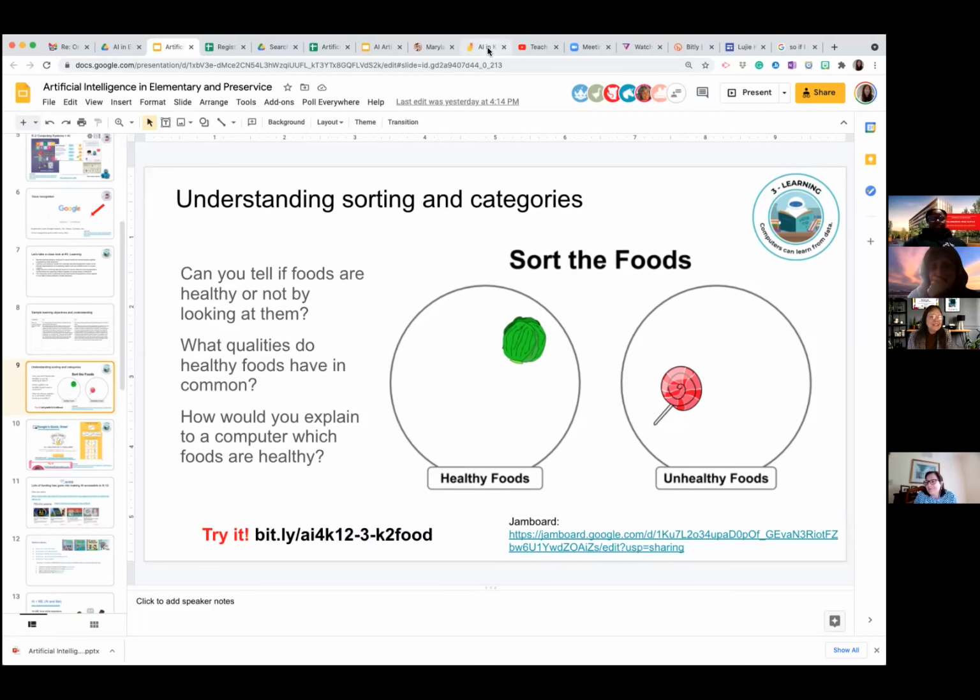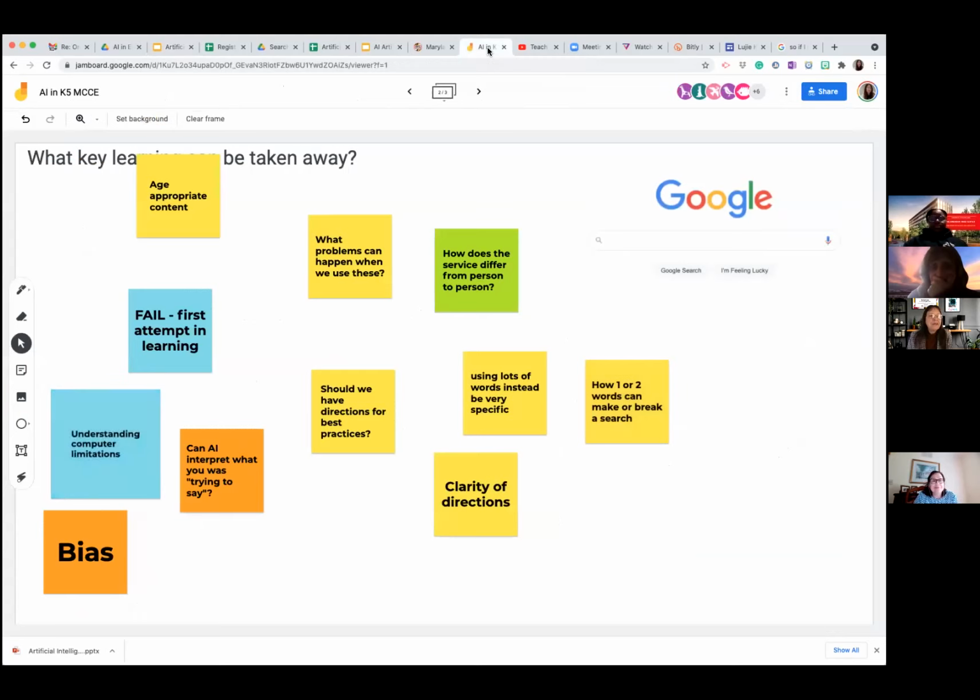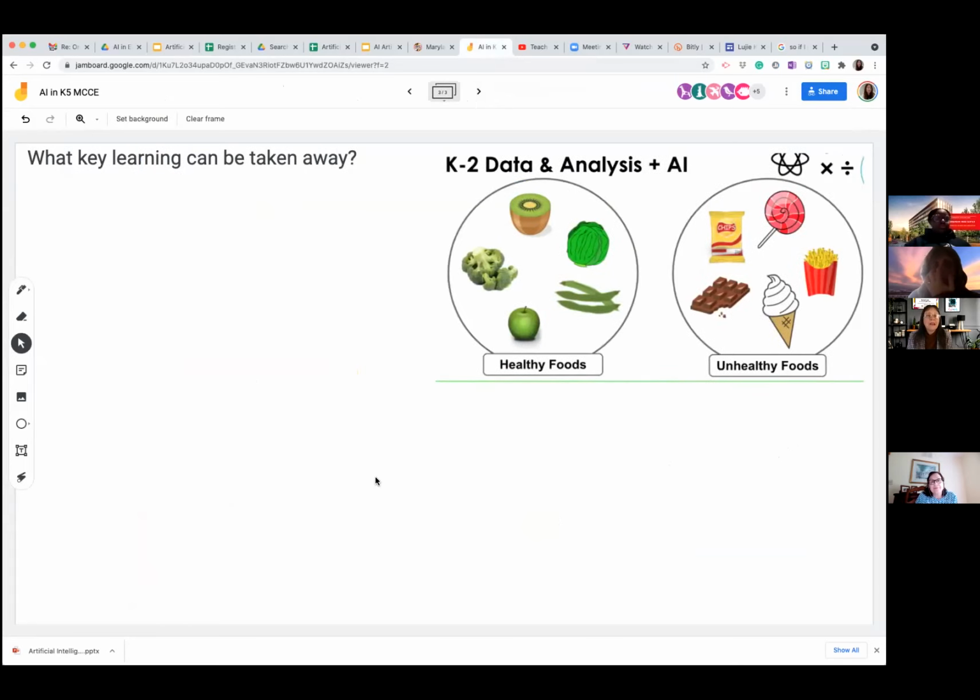Oh, so let's just pull this one together one more time and look through here. So limitations of computers, age-appropriate content, very important here. Clarity of directions, how 1 or 2 words can make or break a search, and less so over time. So what might we get here on the third one? You can see all the healthy foods are green. All the unhealthy foods are either yellow, brown, or red. Coincidence? Not in this case.